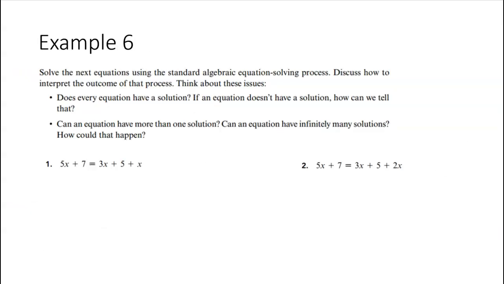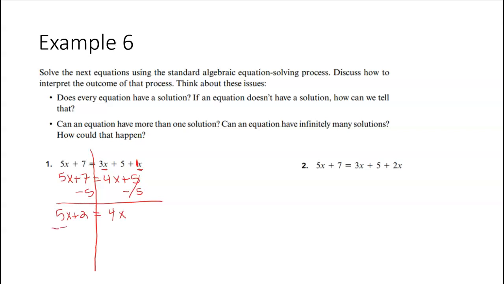Let's look at this example. So we're going to solve these equations using the standard algebraic process and just interpret the outcome. So I'm going to use an equal sign line. And first, there's nothing to do over here, but over here I need to combine. I'm going to put my invisible 1. So that's 3 x's and 1 more x gives me 4x plus 5. And I'm going to subtract 5 on both sides.